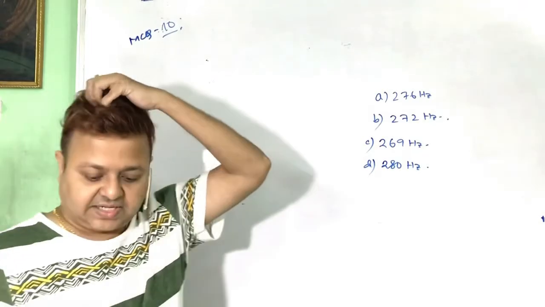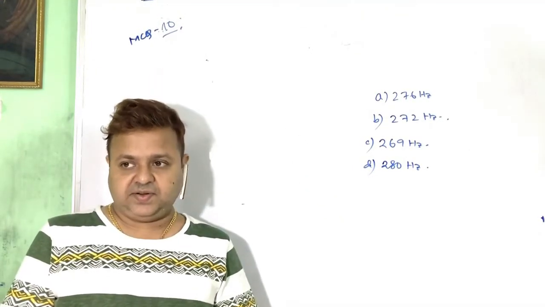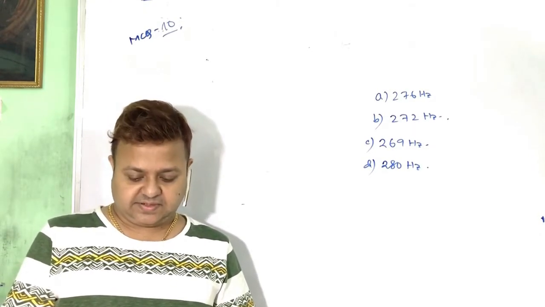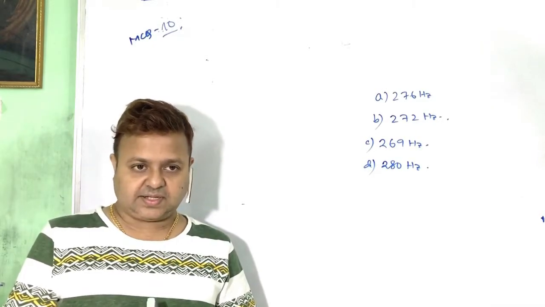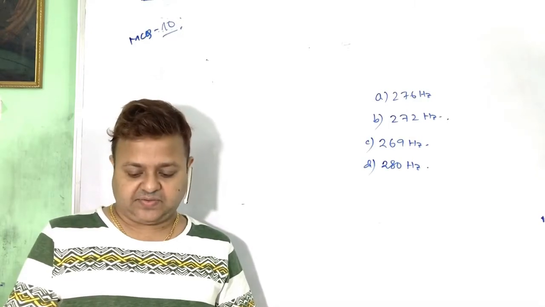আবার বলছি, a 70 centimeter long sonometer wire is in unison with the tuning fork. If the length of the wire is decreased by 1 centimeter, it produces 4 beats per second with the same tuning fork.